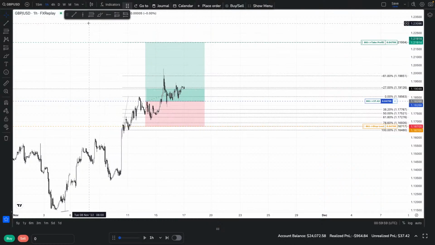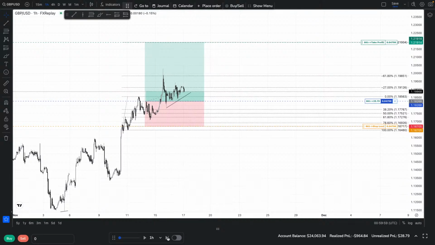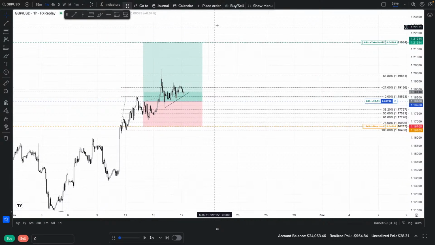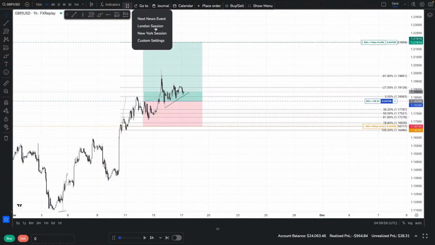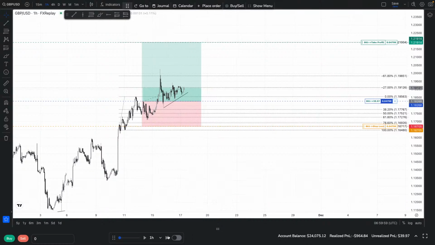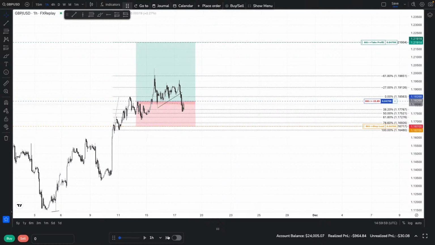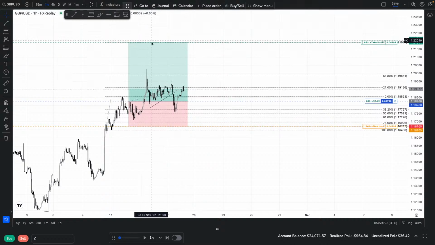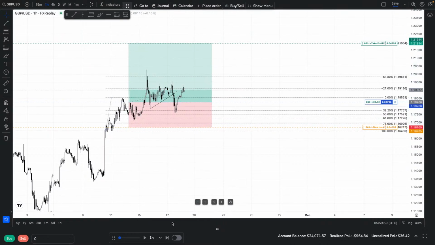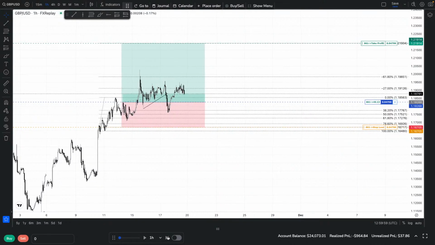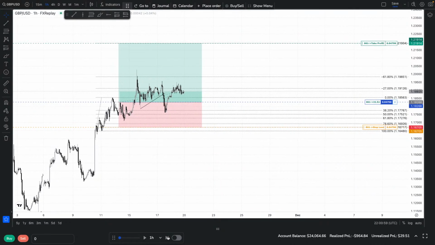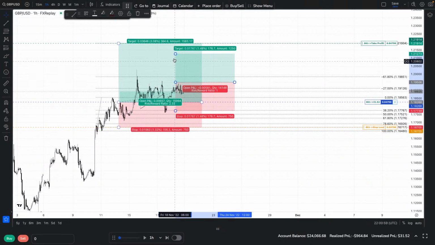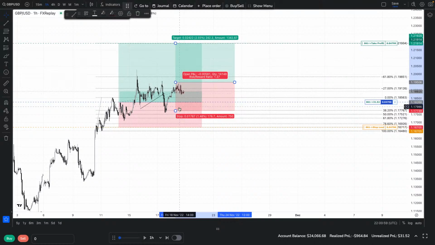So this looks like a possible correction to break to the downside. What time is it? London. Okay, so this looks like a correction for more upside. I'd look for an entry over here.